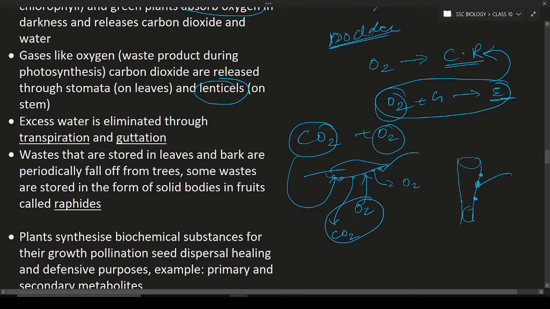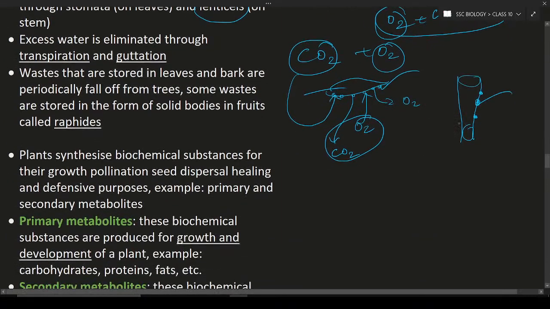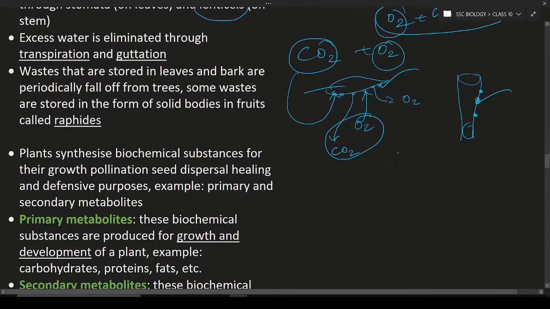Not only that, extra water in the plants. Sometimes in the plant body the water will be more. So to remove the excess water, what will the plants do? The plants will eliminate water in the form of transpiration and guttation.